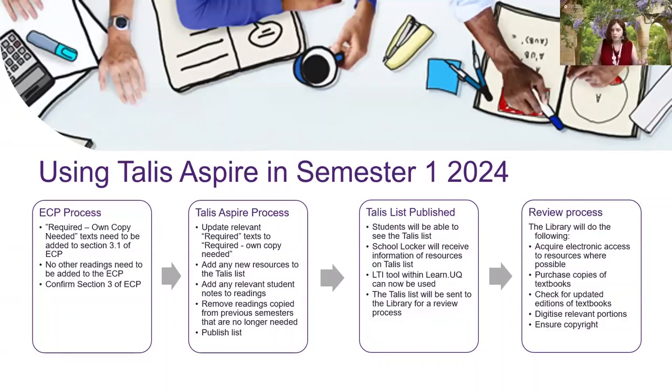You add any new resources to the list, add any relevant student notes, remove readings you no longer need, and then after you've edited the reading list, go ahead and publish so students can see it. After Talis lists have been published, as I said, students will be able to see the list.